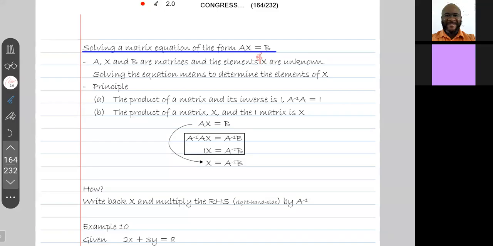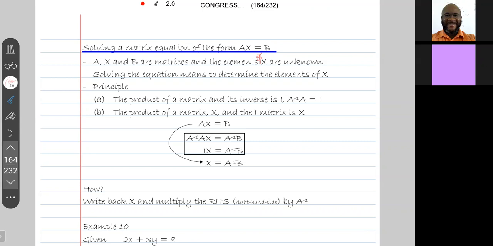All right, so the next thing we're going to look at is solving a matrix equation of the form AX is equal to B. So AX is equal to B is a matrix equation. So A, X, and B are matrices, and the elements of the matrix X are unknown. So we're trying to solve a matrix equation.